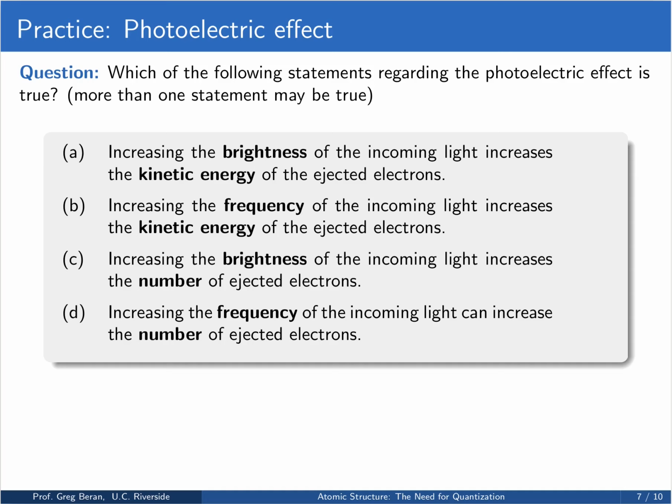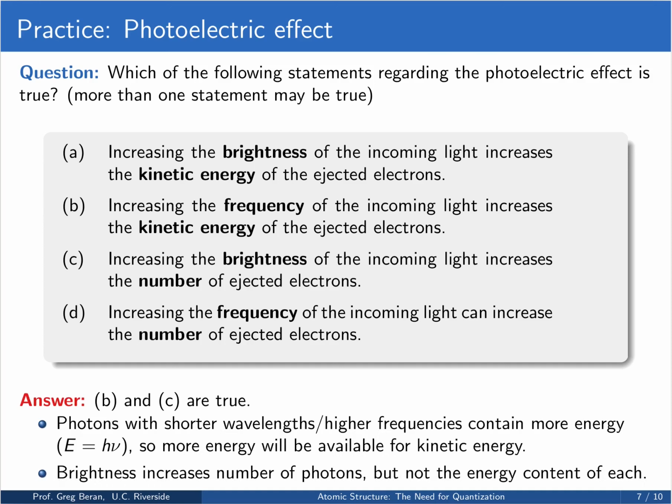B, increasing the frequency of the incoming light increases the kinetic energy of the ejected electrons. That's true. The frequency is related to the energy content of the photon. So the higher the frequency, the greater the energy. The greater the energy, the more that's going to be left over after overcoming the work function, and therefore the greater kinetic energy you'll have in the ejected electrons.